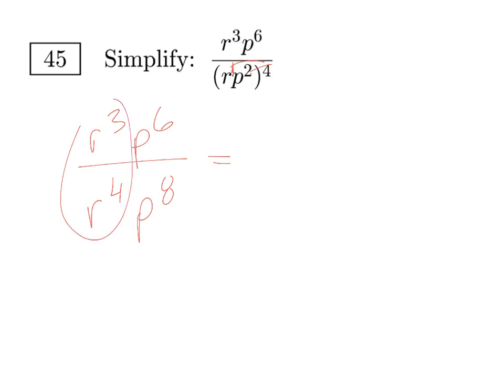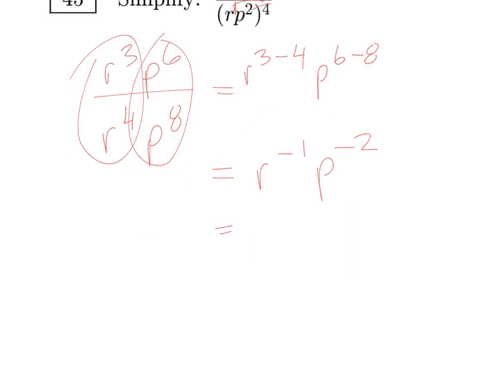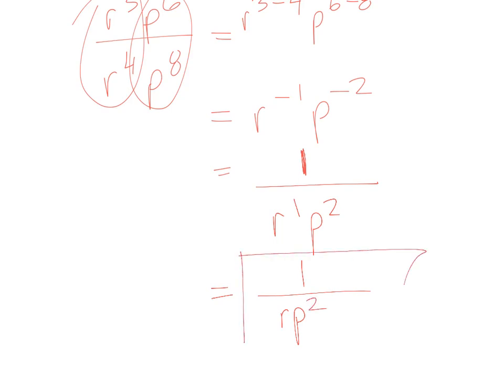All right, so now applying a quotient rule here, I have r to the 3rd minus 4. And then here I have p to the 6th minus 8. Okay, so we have r to the negative 1 power, and we have p to the negative 2 power. So since those are both negative, I have to put them in the denominator position. That leaves me with a 1 on top. And I have r to the 1st on the bottom and p to the 2nd on the bottom. So simplifying this completely, it's 1 over r times p to the 2nd. All right, done.